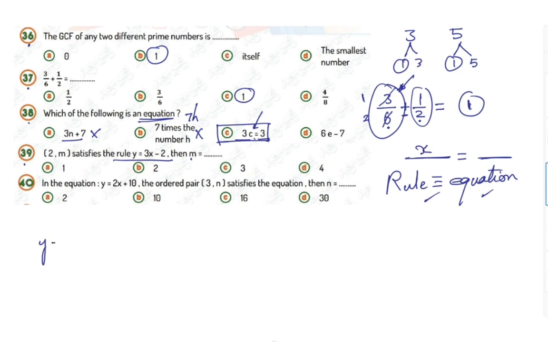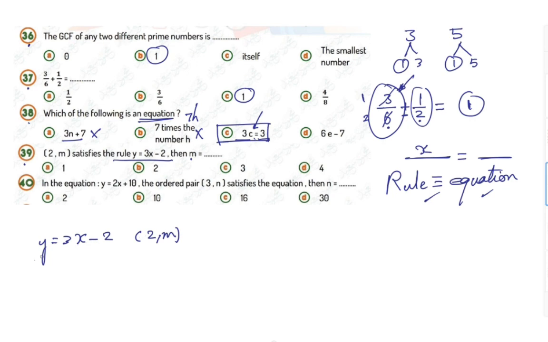Y equals 3x plus 2, or sorry, that's minus 2. And we have the ordered pair 2 and m. He said that this ordered pair satisfies this equation.